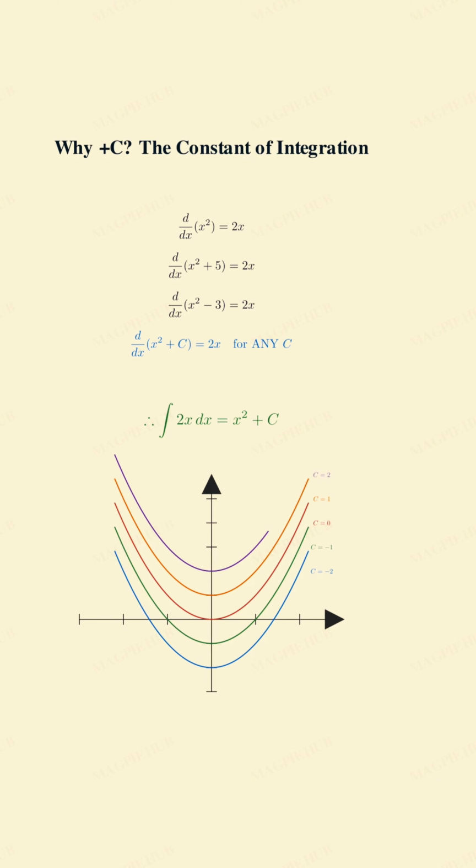On the graph, every parabola is a valid antiderivative of 2x, they're all shifted vertically by different constants. This family of curves all have the same slope at every x value. The plus c represents this entire family. Never forget the plus c in indefinite integrals.